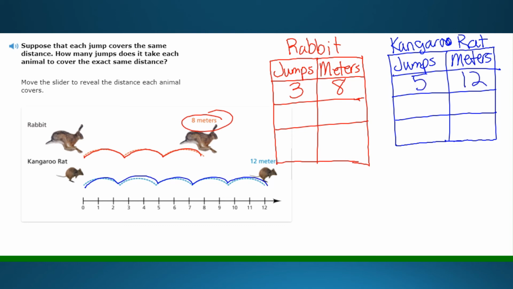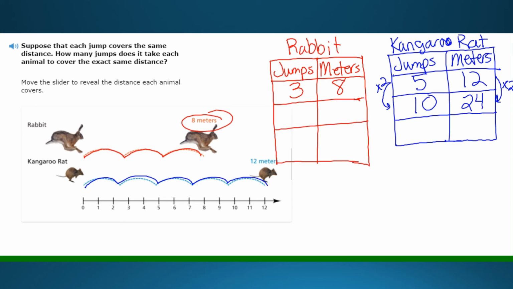Now we need to figure out how many jumps does it take each animal to cover the exact same distance. So we're going to try to get the meters to the same number. Well, let's go ahead and double 12. So I'm going to multiply that by 2. Now this chart is just listing equivalent ratios. So I just doubled that. Now whatever I did to the meters, I have to do to the jump. So I'm going to multiply that by 2 as well. So then I know 5 times 2 is 10.